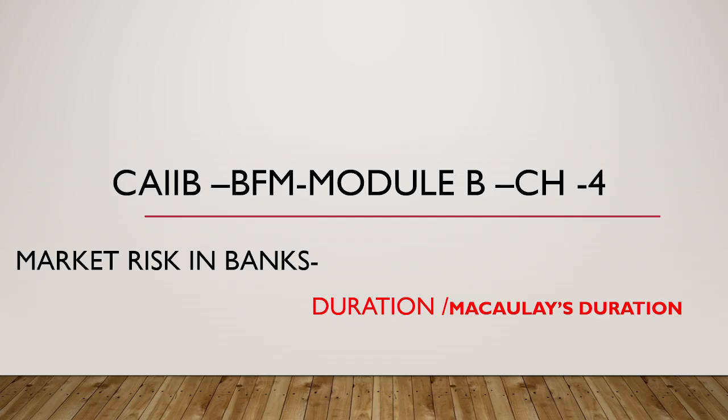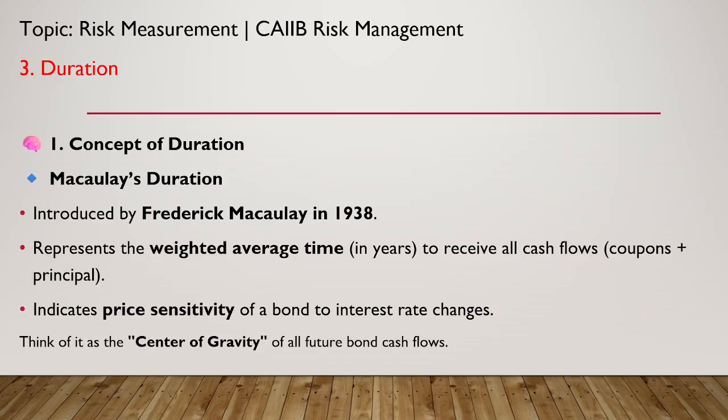Let's begin. Macaulay's duration is a measure of how long it takes, on average, to recover the money you invested in a bond. It is defined as the weighted average time to receive the present value of all cash flows. That means both the annual coupon payments and the final principal repayment.